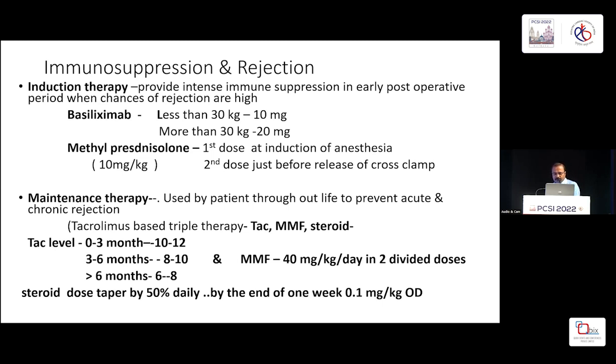Mycophenolate, we start at a dose of 40 milligram per kg per day in 2 divided doses. And the steroid, we taper by 50% every day. So by the end of 1 week, the patient is on oral steroid at a dose of 0.1 milligram per kg per day. This is the standard immunosuppressive strategy we use when the PRA is negative.